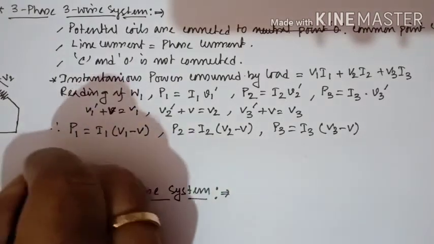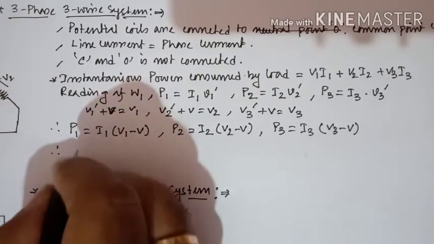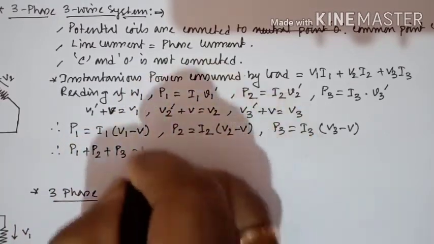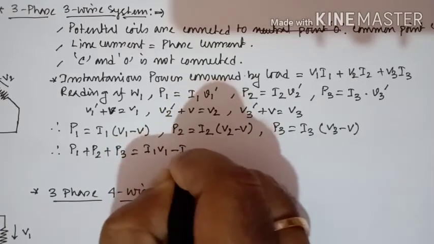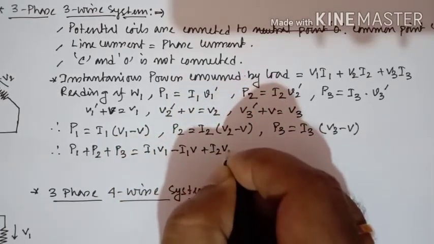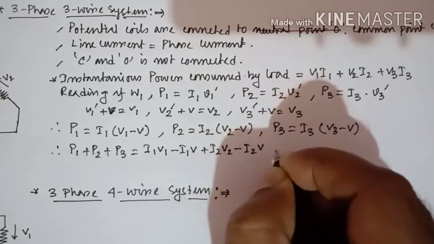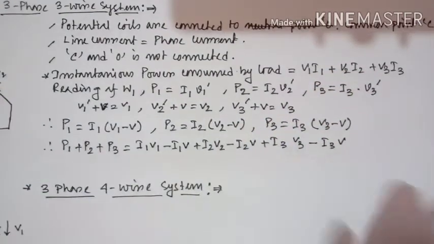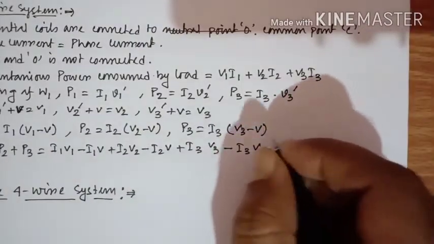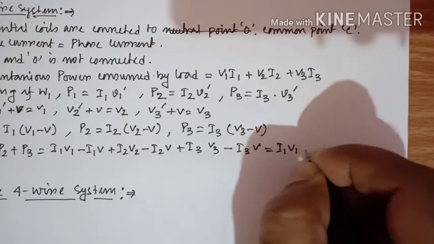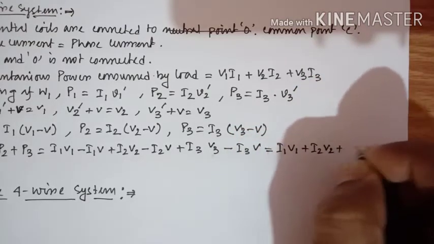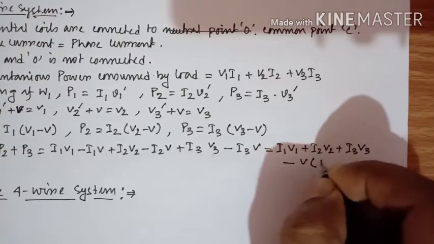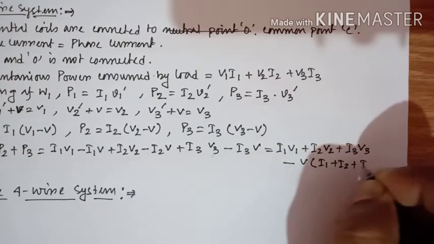So now the total power measured by these three wattmeters is P1 plus P2 plus P3 is equal to I1 V1 minus I1 V, I2 V2 minus I2 V plus I3 V3 minus I3 V. That corresponds to I1 V1 plus I2 V2 plus I3 V3 minus V common into I1 plus I2 plus I3.